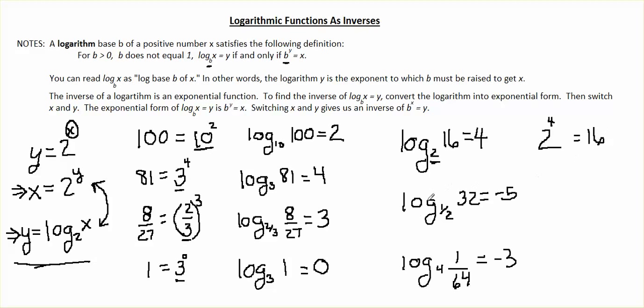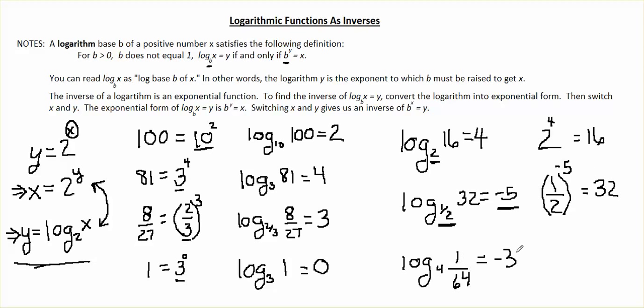Now let's take this logarithm and convert it back into exponential form. Here's our base here. We're going to write 1/2. Since it is a fraction, I'm putting it in parentheses. Where's our exponent for a logarithmic equation? It's what it's equal to. So it's -5, and that's going to equal 32.